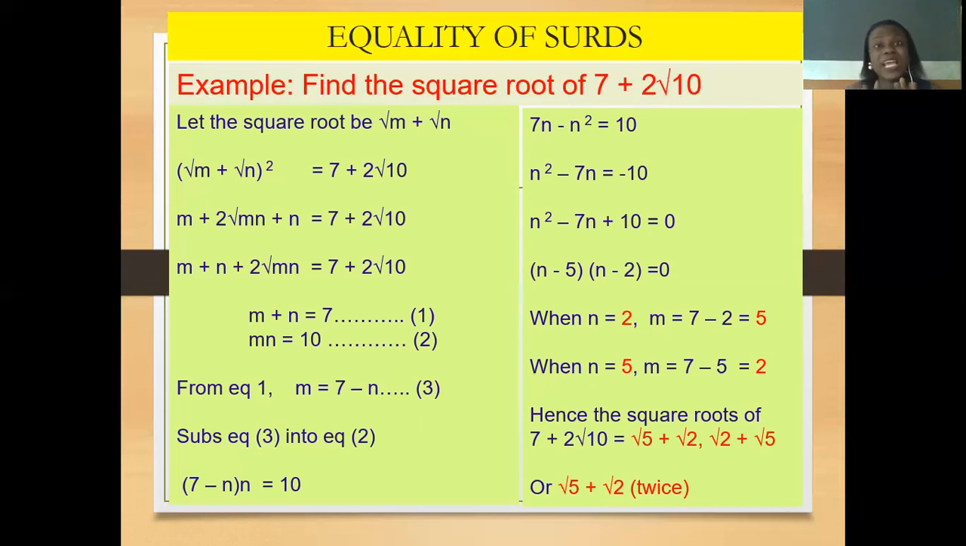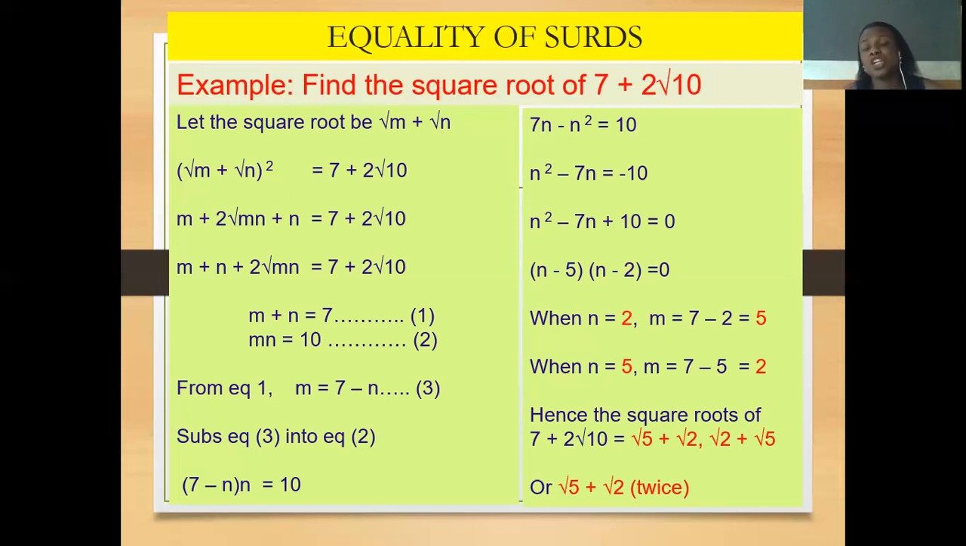So once you do that, you get two equations. You manipulate the first one to get a third equation, and substitute it into the second one. We're just using the substitution method here. You would then derive a quadratic equation, which you can easily factorize. Once you factorize it, you get two values for n, and you also need to get two values for m. Then you can put your square roots together. So that's that for equality of surds.